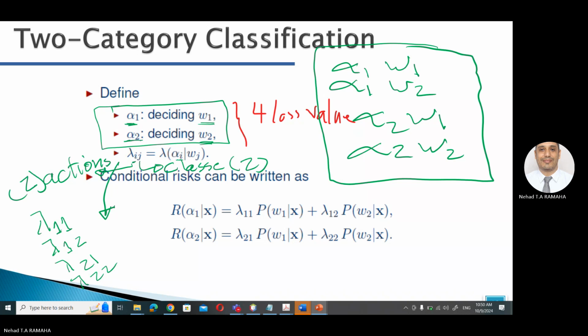The action I could be 1, could be 2, and the category could be 1, could be 2, because we have 2 categories. Okay, so how many losses, how many lambda? If we have 2 actions with 3 categories, 6, and so on. Okay? So the risk, how many risks do we have? Risk for each action.